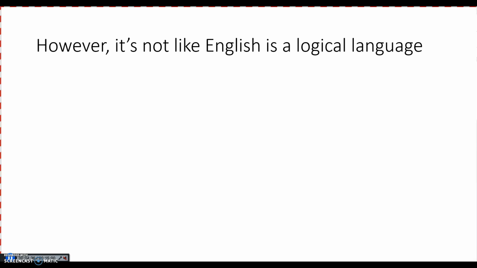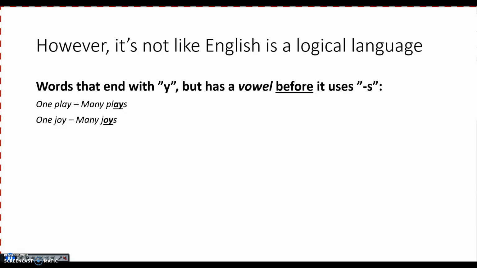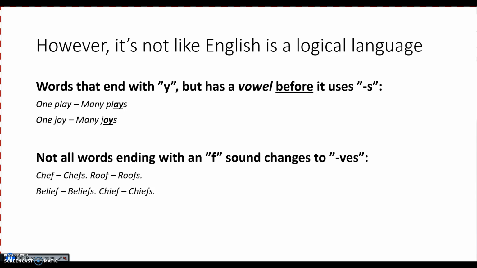However, it's not like English is a logical language. Words that end with Y but have a vowel before it use the S ending, like one play, many plays, and one joy, many joys. Also, not all words ending with an F sound change to the VES ending, like chef, roof, belief, and chief. All four use the common S ending.